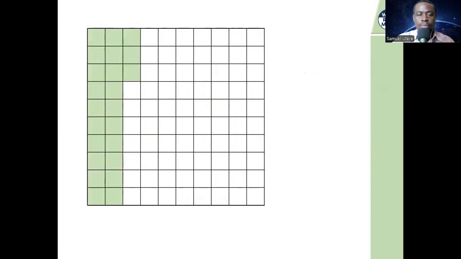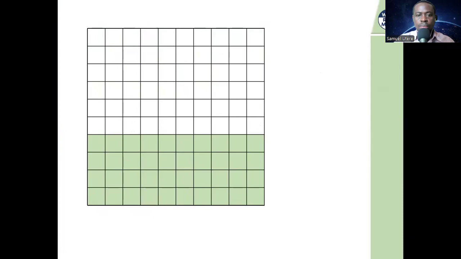What about this one? Have you noticed that we have 2 columns shaded, which gives us 20 squares, and then 3? So this can be written as 23 out of 100, which is 23 hundredths. And this is the same thing as 0.23. What about this one? I'm sure you can see that 38 squares are shaded. So this is 38 hundredths, which is the same thing as 0.38.